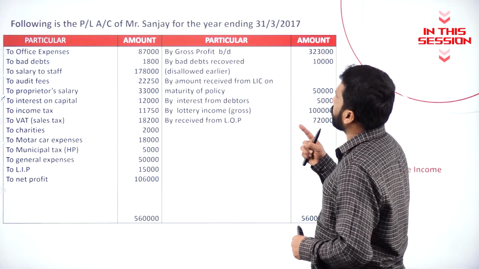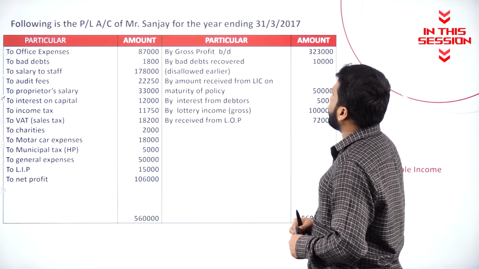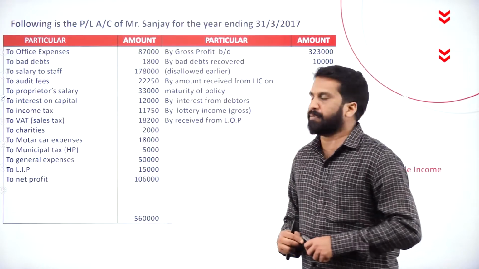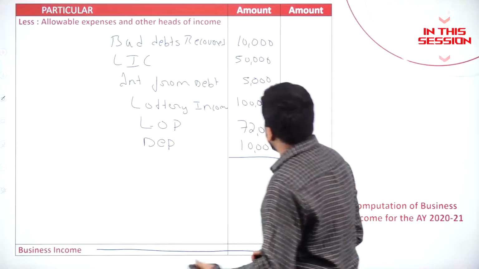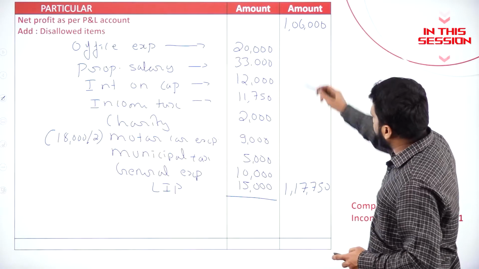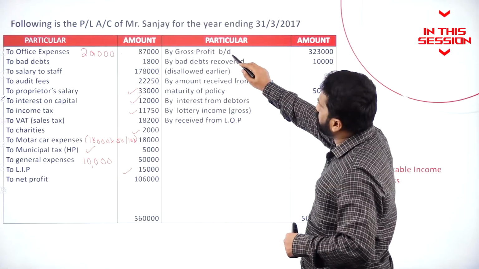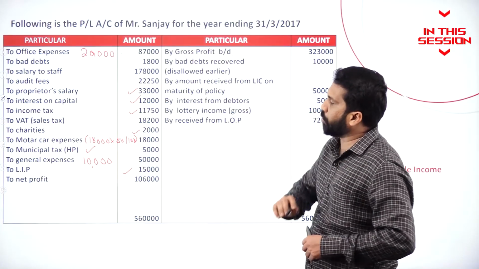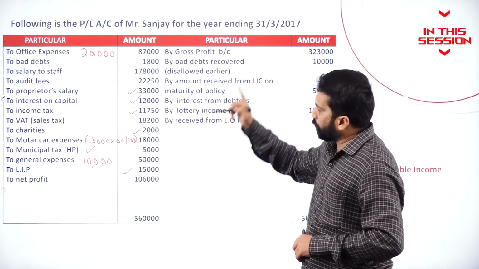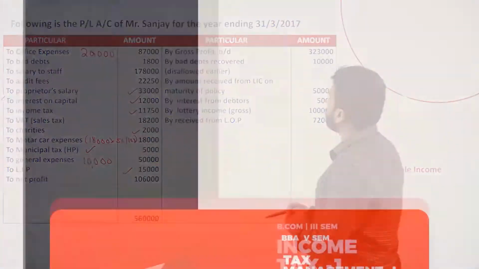Following is the P&L account of Mr. Sanjay for the year ending 31st March 2017. Now, if you add these two, 1 lakh plus 1 lakh 17, you get 2 lakh 23. Profit brought down and net profit will not be considered. Net profit will come in the beginning itself.